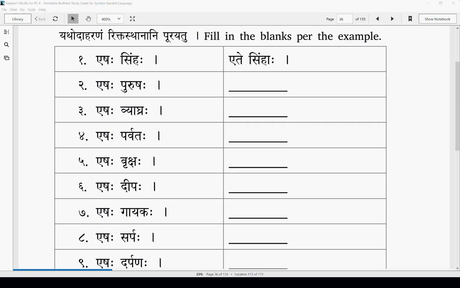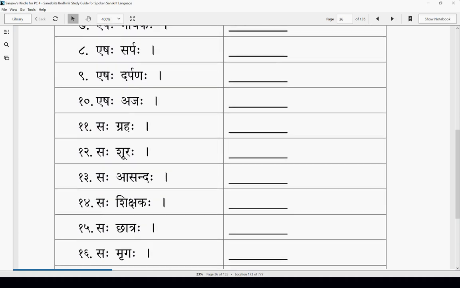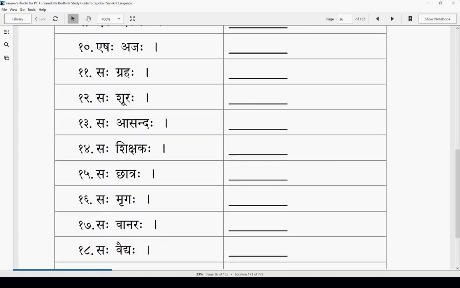Vruksha is tree, Simha, lion, Purusha, man. Gayakaha, who is Gayakaha? Singer. Sarpaha, snake. Cobra. Okay, next set of letters and words.